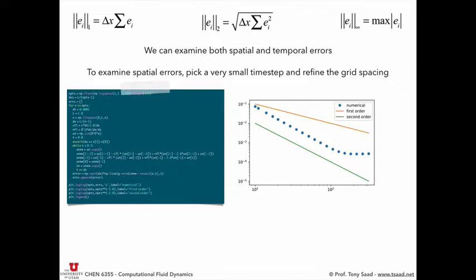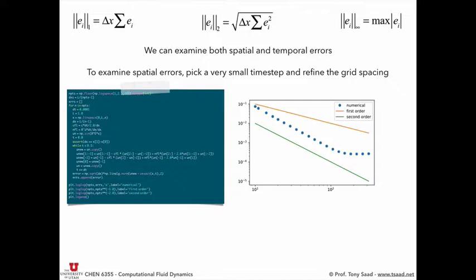So what I'm showing here are 2 reference lines. The orange line is a line with a first order slope, and the green line is a line with a second order slope. So if our error is converging at the correct rate, remember we are using second order in space for both advection and diffusion. So we should expect a delta x squared error.